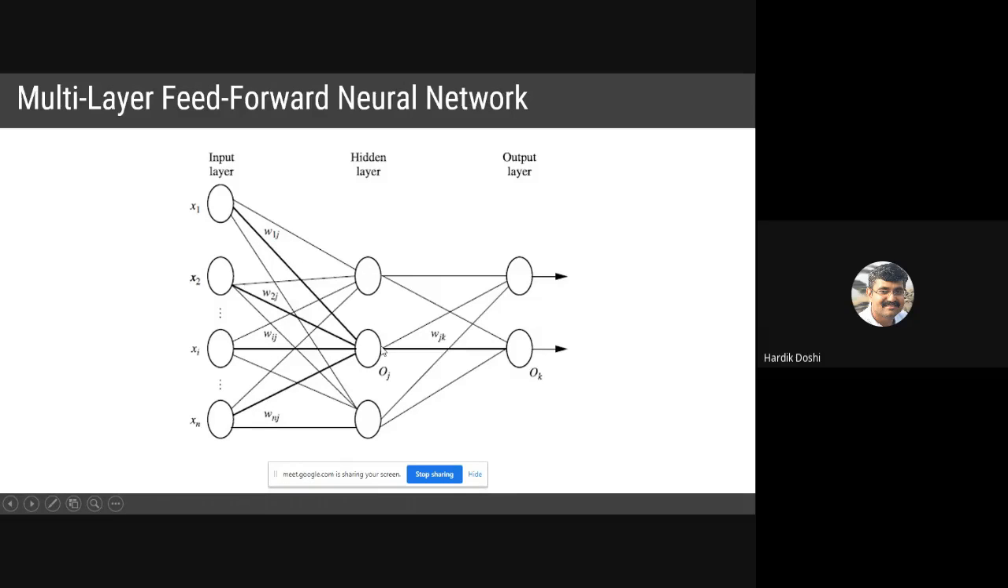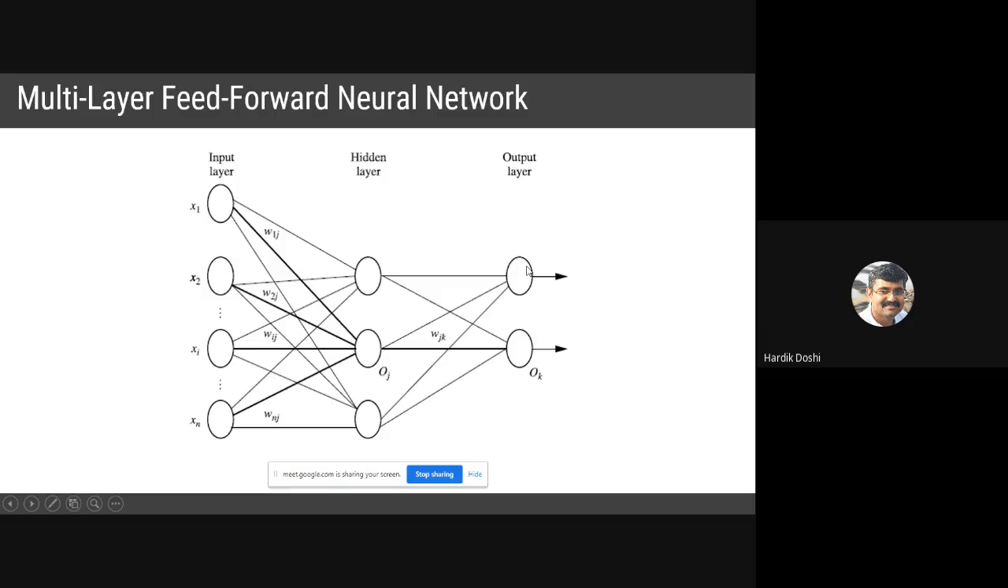Repeating it again, this is your input layer. The output from this input layer is given as an input to this hidden layer. And the output of this hidden layer is given as an input to this output layer.